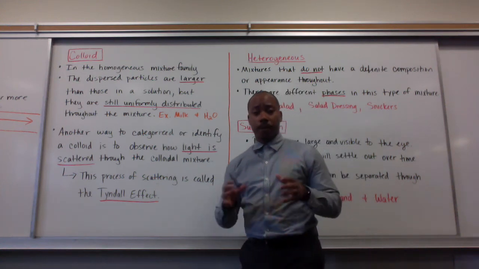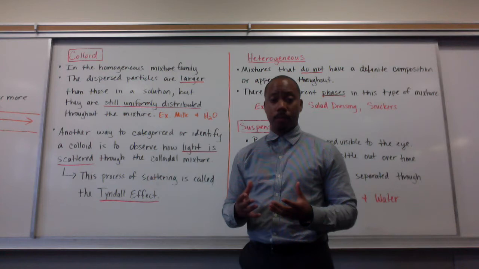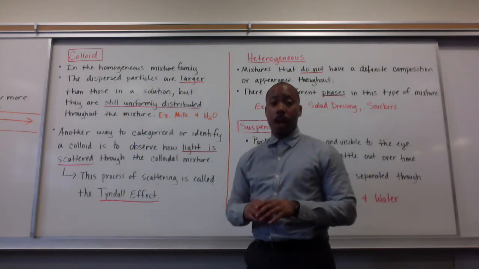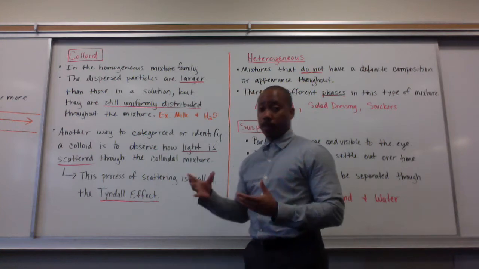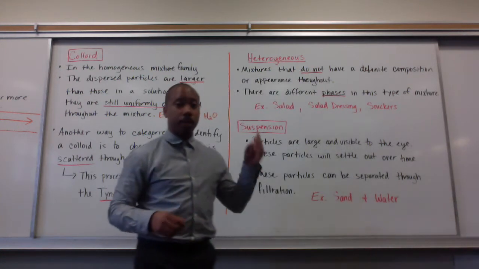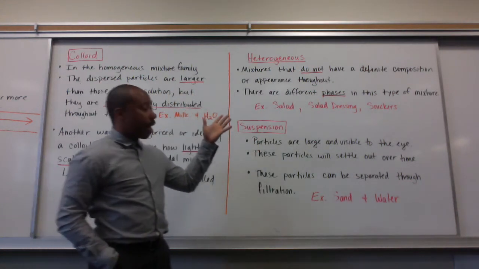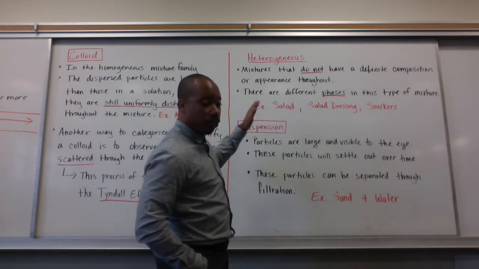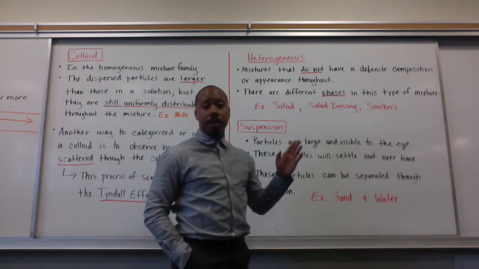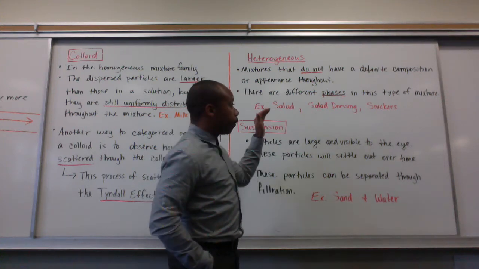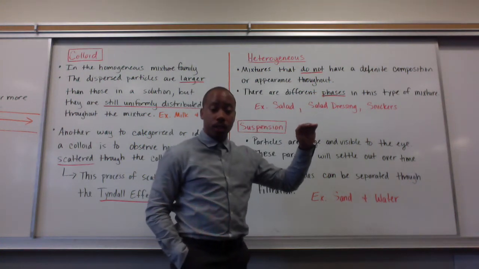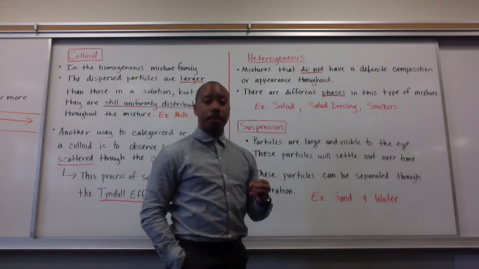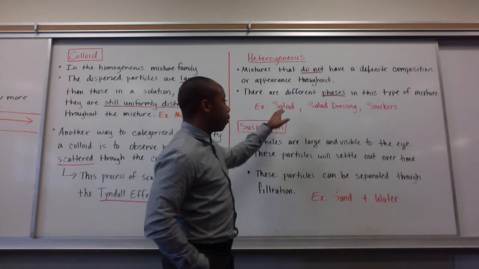So those are the different types of homogeneous mixtures. Read up on them, see where they're similar, see where they're different. Now the other type of mixture is a heterogeneous mixture. So in a heterogeneous mixture, it's a mixture that does not have a uniform and definite composition or appearance throughout that mixture. Meaning there are different phases in this type of mixture. There are visibly some different parts there. You can see them. An example of that would be a salad.